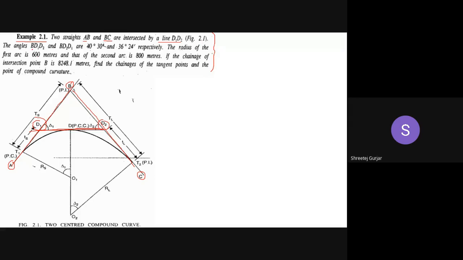The angles B D1 D2 and B D2 D1 are given. These angles are delta 1 and delta 2. Let us write down: delta 1 is equal to 40 degrees 30 minutes, and delta 2 is equal to 36 degrees 24 minutes.